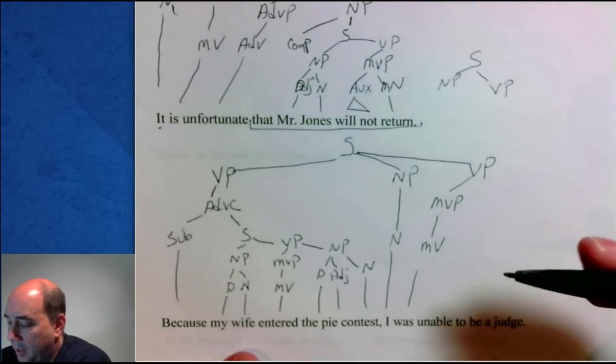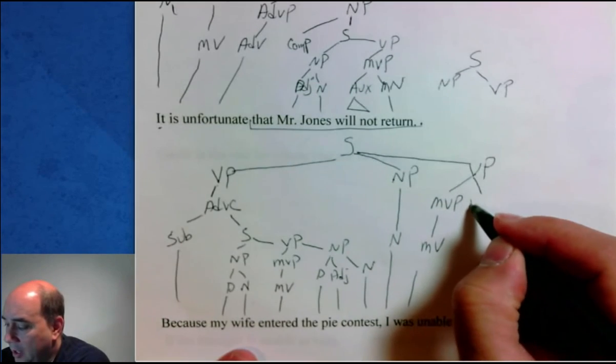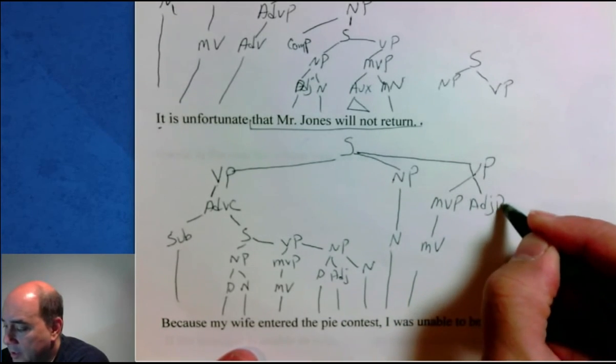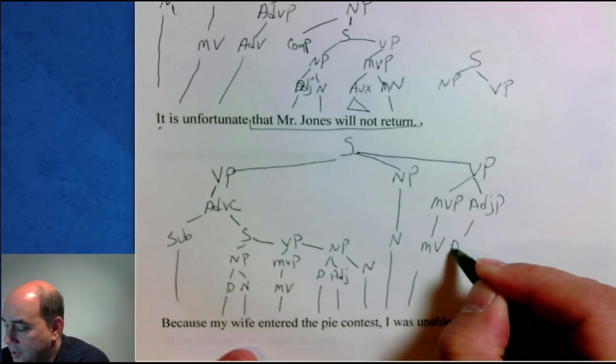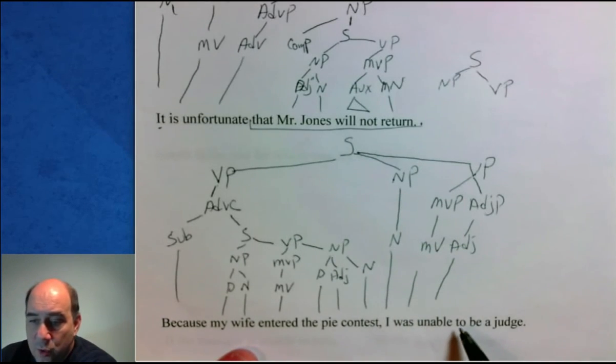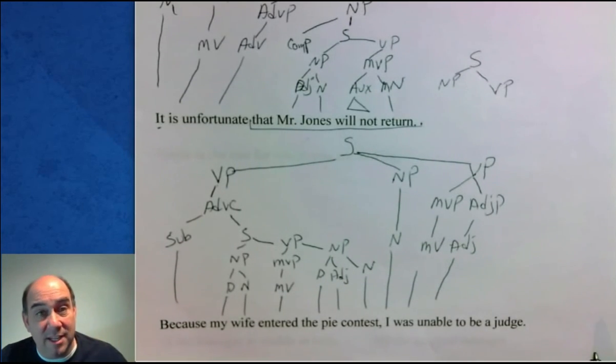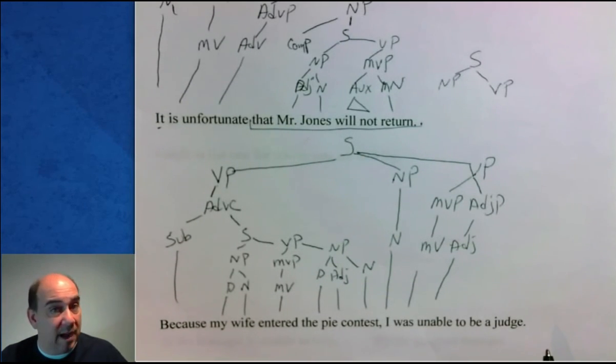Next we have unable. I was unable. Unable is going to be an adjective phrase. Pull that off of here. Adjective phrase, and just an adjective: unable. To be a judge. To be is an infinitive. And infinitives, in my opinion, are a royal pain in the neck when you try to diagram them. Basically, what they're trying to tell you to do is put it in its original form.